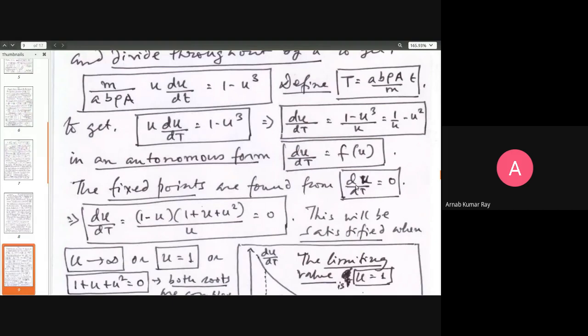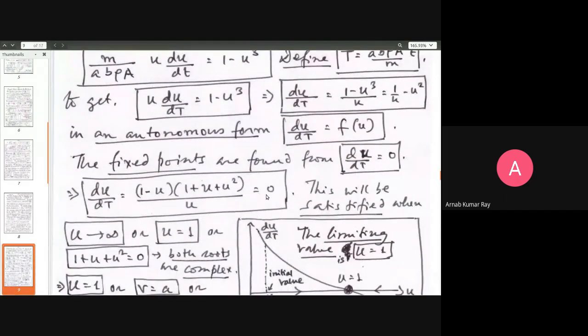Okay. Now, how will you find the fixed points of this autonomous equation? Simple strategy: du/dT is equal to 0, just like x dot is equal to f(x). Very simple algebraic work. x dot is equal to 0, so basically f(x) is equal to 0. So now du/dT is equal to 0. I'll look at this equation, (1 minus u cubed) by u. 1 minus u cubed by factorizing is written as (1 minus u) into (1 plus u squared). So this whole chunk will be equal to 0.